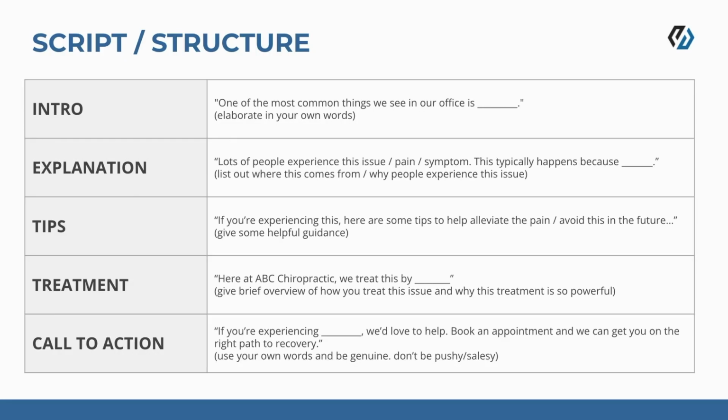Introduce the symptom. An example of that could be, one of the most common things we see in our office is lower back pain. The next step is explaining that. Lots of people experience lower back pain. This typically happens because XYZ. List out the reasons why people experience lower back pain, things that are really common.